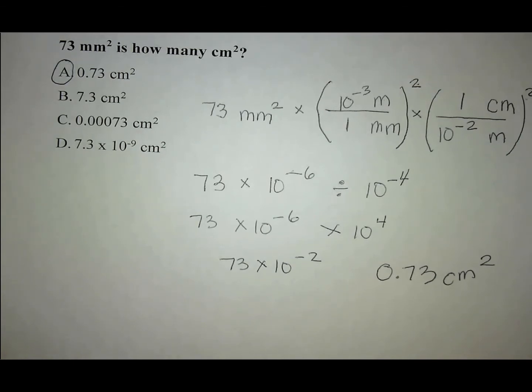I should also mention that if you're not given a multiple choice problem and you're just writing out an answer, do not give me a number that's not in proper scientific notation. So don't give me 73 times 10 to the minus 2 as an answer. You could give me 7.3 times 10 to the minus 1, or you could give me 0.73.